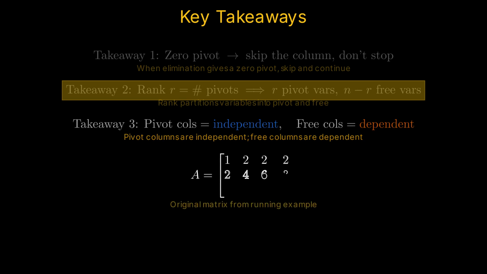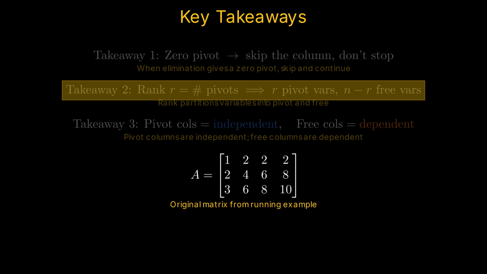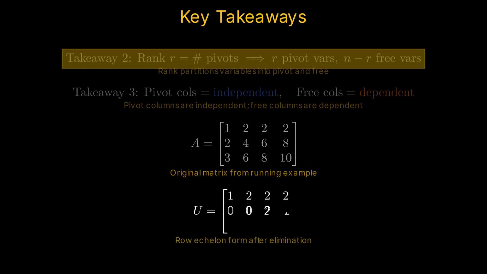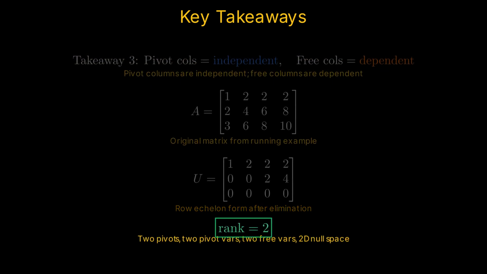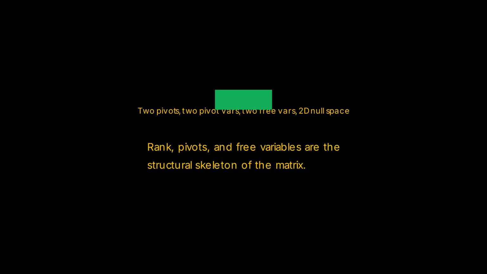Let's see this one final time with our running example, the original matrix A, which was 1, 2, 2, 2, 2, 4, 6, 8, 3, 6, 8, 10, reduces to the echelon form U, which is 1, 2, 2, 2, 0, 0, 2, 4, 0, 0, 0, 0. The final stamp, rank equals 2, 2 pivots, 2 pivot variables, 2 free variables, and a two-dimensional null space. Rank, pivots and free variables are not just computational artifacts. They are the structural skeleton of the matrix.